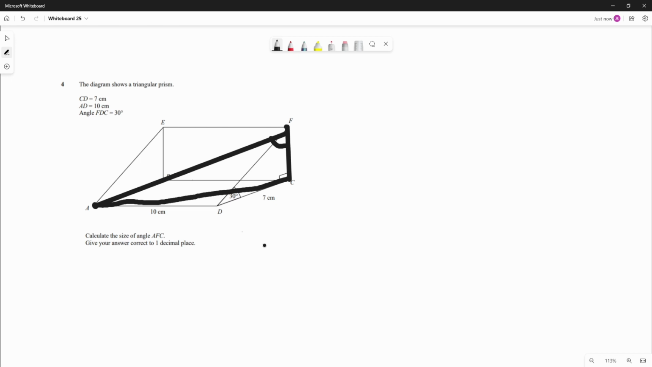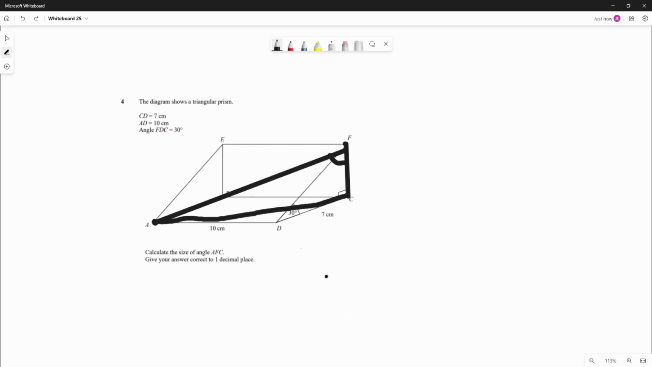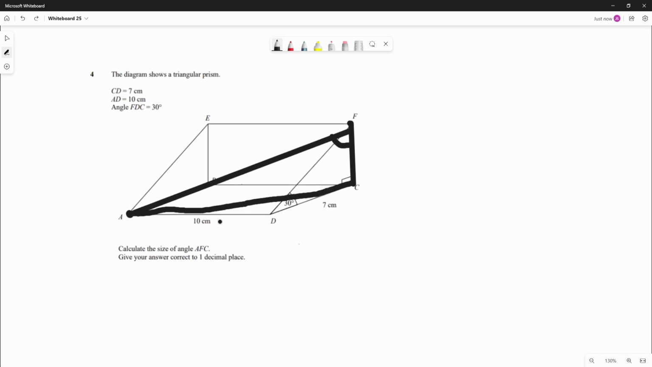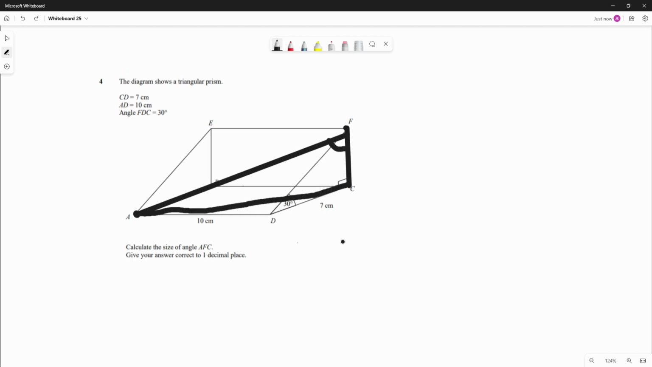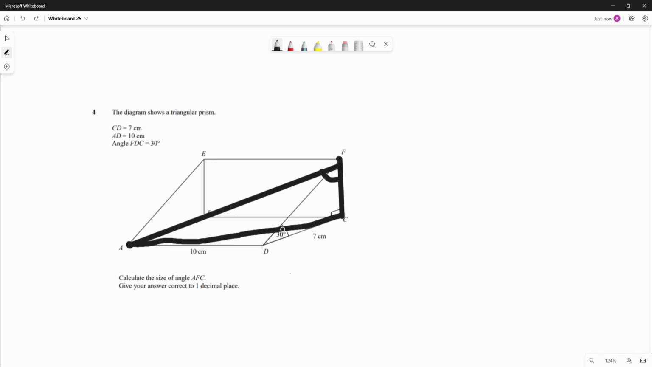What can you see from this? You can't see very clearly because of the messy drawing, but you can see that we have a triangle beneath here as well. We're given 10 centimeters. So we're going to have to do something with that triangle later on. But firstly, let's work with the information we have. We have 30 degrees here, 7 centimeters here. What can we do with that information?